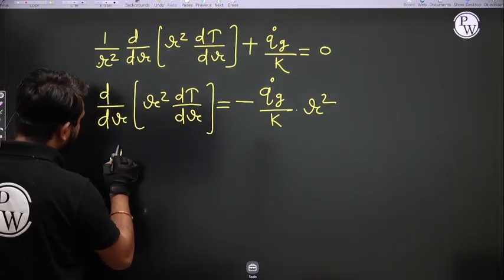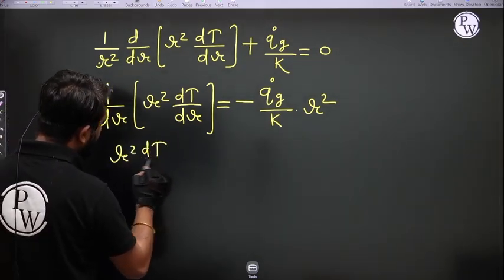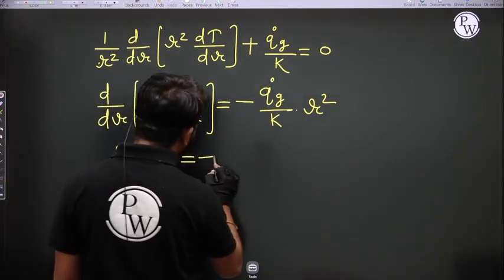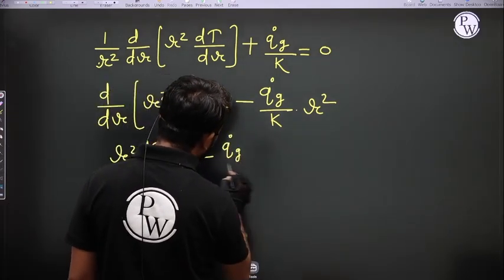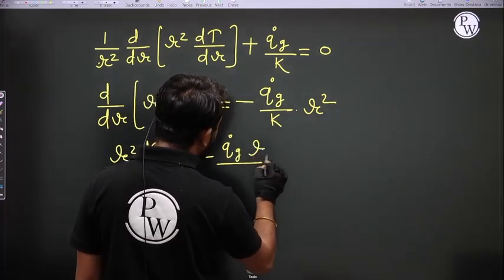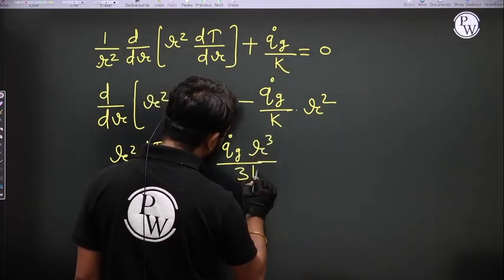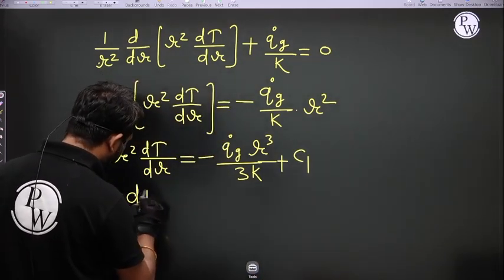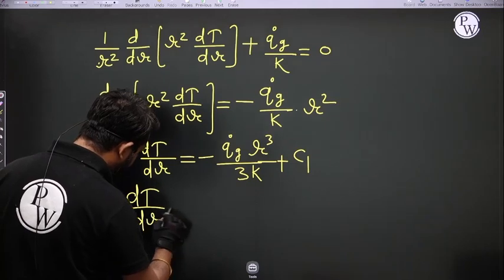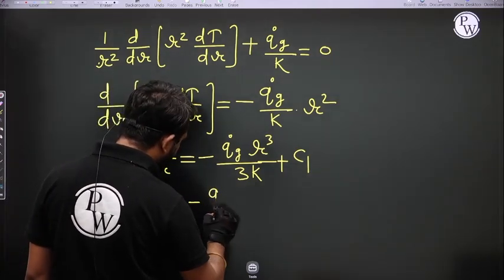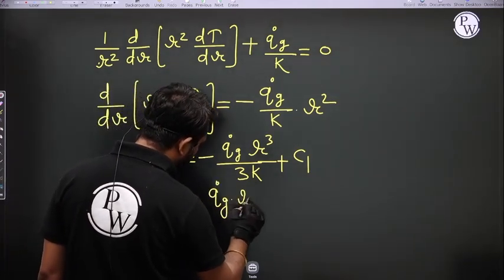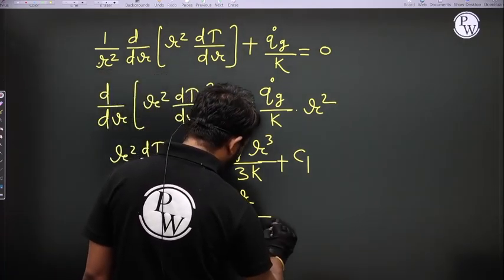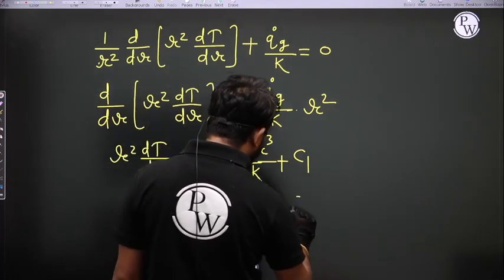Now integrate. r square dT by dr is equal to minus Q dot G r cube by 3k plus C1. Simplifying again, dT by dr is equal to minus Q dot G r by 3k plus C1 by r square.